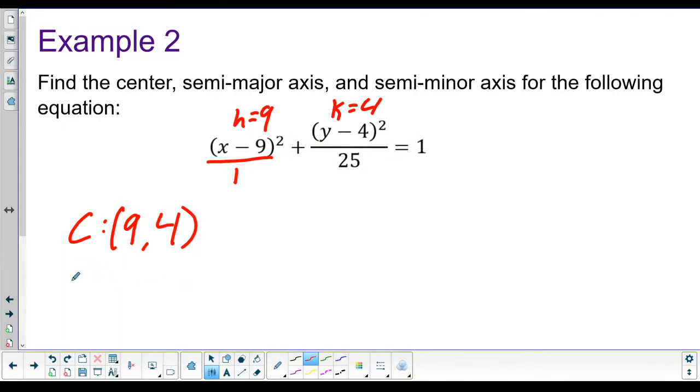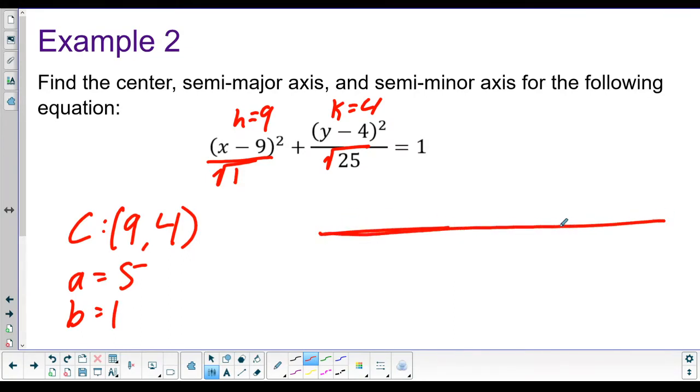All right. Now we need to find a and b. Remember, a is always the bigger number. What's bigger, 25 or 1? 1. No, the other one. 25. All right, good. So take the square root of the bigger number. Square root of 25 is 5. That means a is 5. Take the square root of the smaller number. b is 1.